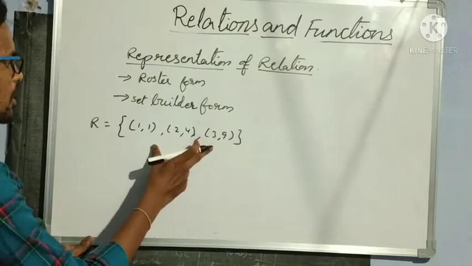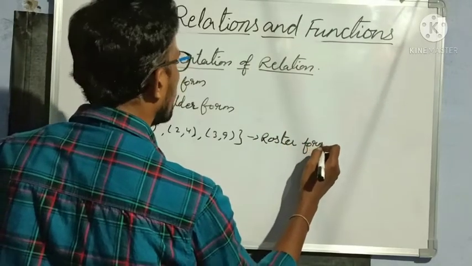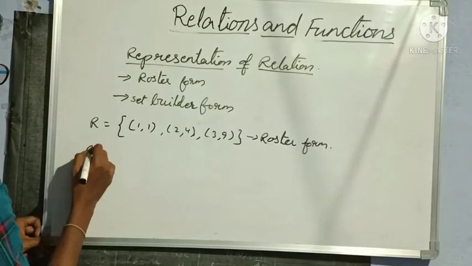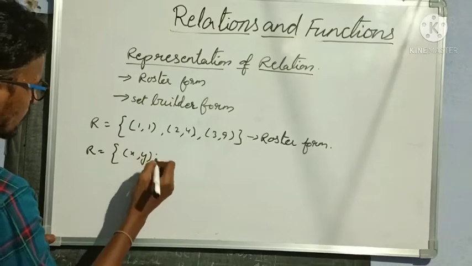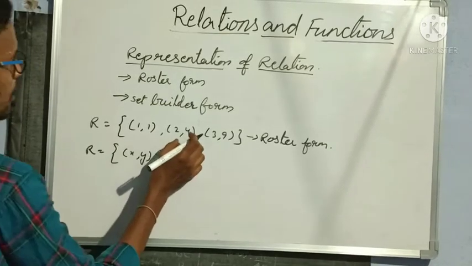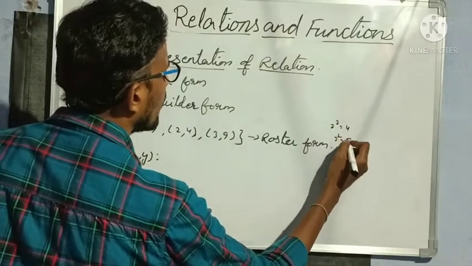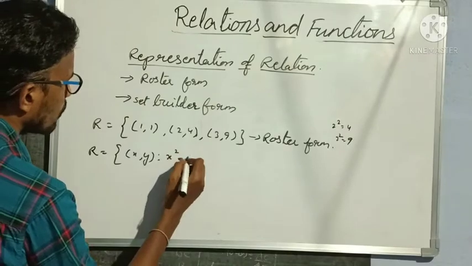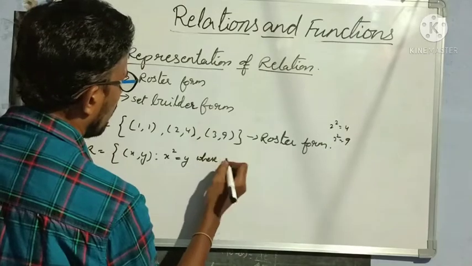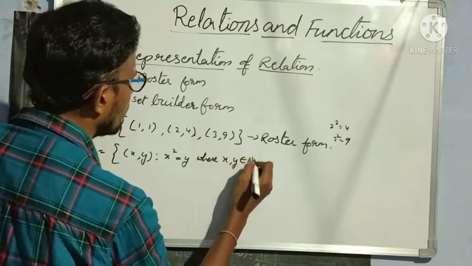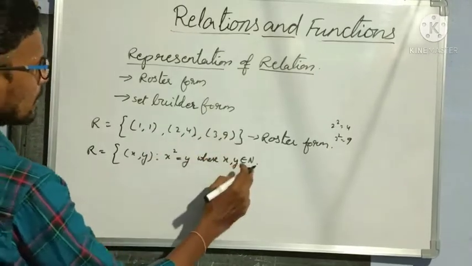This form is called what? Roster form. Okay? In the same way we have one more form, that is set builder form. So R is equal to {(x, y) such that}, so now by squaring x I am getting y, am I correct? 2 square is equal to 4 and 3 square is equal to 9, so that I can write here x square is equal to y. Okay, where (x, y) belongs to N, that is nothing but 1, 2, 3 and so on, or 4, 9, and all these numbers are natural numbers, am I correct?